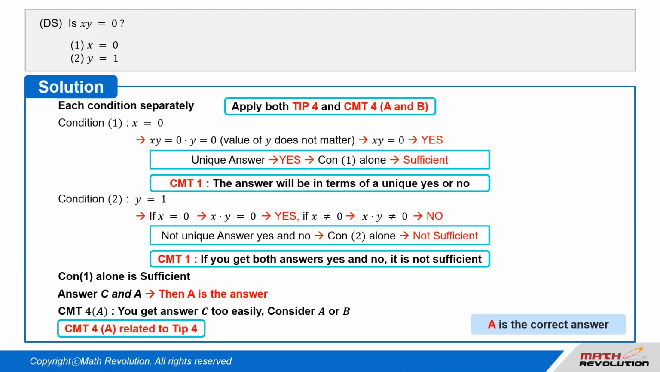That is, there are often cases in which both Tip 4 and CMT 4 occur. Remember, trivial conditions cannot be the answer. And if you get C as an answer too easily, consider A or B. If the question has both C and A as its answer, then A is an answer rather than C, by the definition of DS questions. This is a simple CMT 4A question that is related to Tip 4. Answer: A.